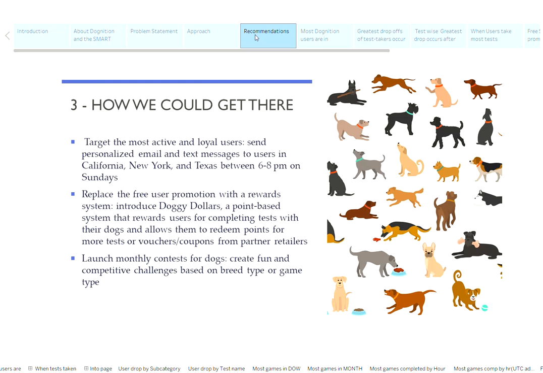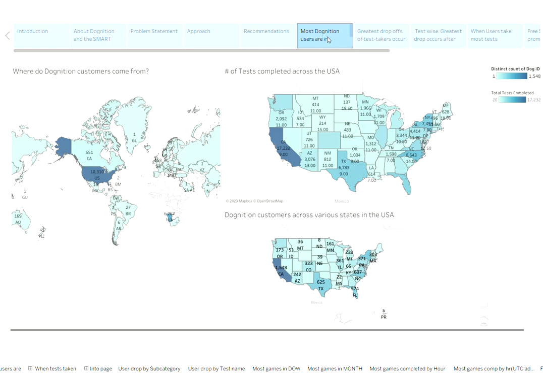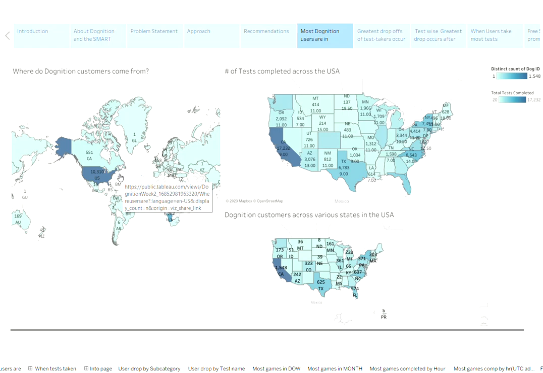Okay, now let's take a look at some of the visualizations that support my recommendations. In this first visualization, we can see that the majority of the Dognition users are located in the United States, followed by Canada. The most active users in the United States are located in California, followed by New York and Texas. This is also reflected in the number of tests completed in these states, which means that these are the customer segments that Dognition may want to nurture.